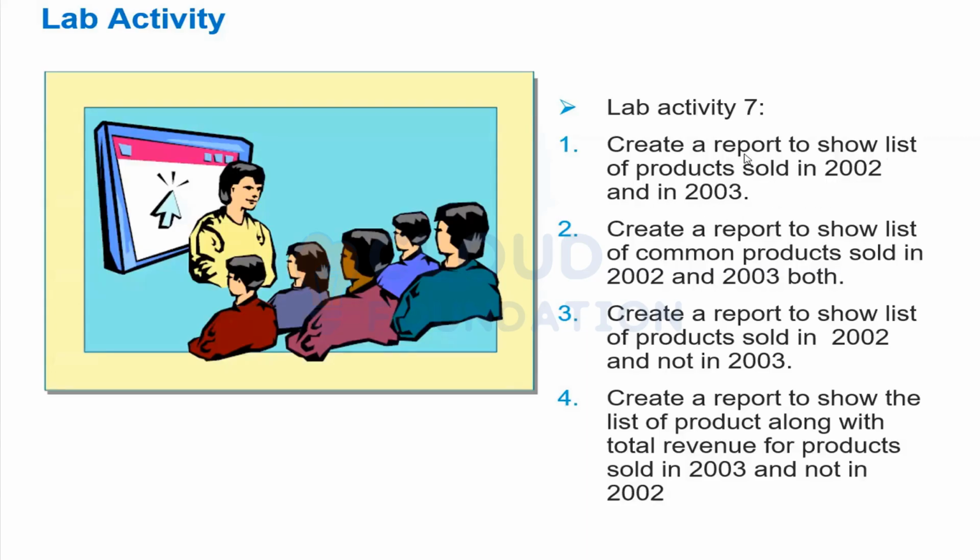That means we can use union. But the second one is: create a report to show a list of common products sold in 2002 and 2003. They are saying common products, that means we have to use intersection, like product name for year 2002 and 2003. The next one is: create a report to show a list of products sold in 2002 and not in 2003. Here we have to apply minus.